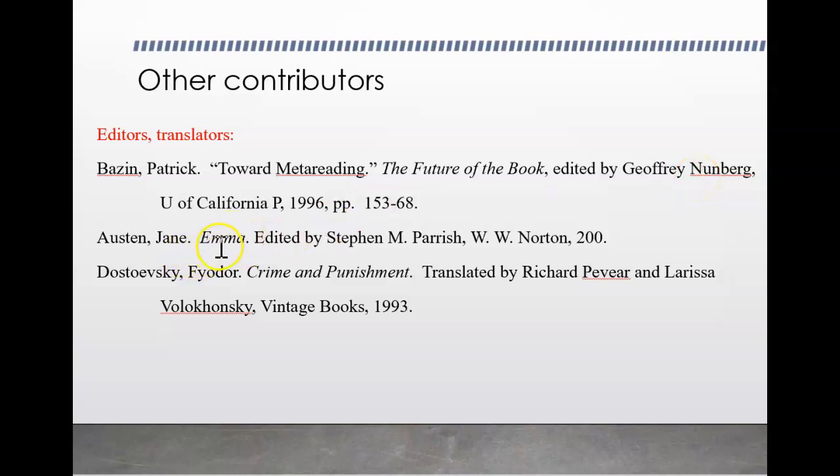In the case of the novel Emma, edited by Stephen M. Parrish, he's the other contributor. Jane Austen is still the author of the book. Dostoevsky is the author of Crime and Punishment. The translators, or in this particular case, translators, these two folks go after the title of the container.